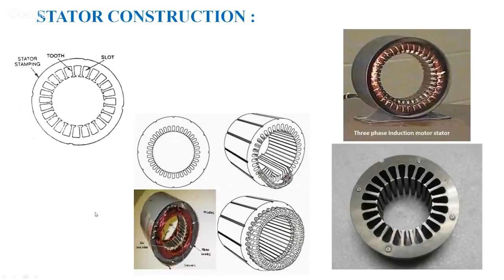Now this is the stator construction. Here this is a stator stamping. You can see a number of slots are cut on the inner periphery. This is a circular ring like structure. This portion is known as the inner periphery, and this is the outer periphery. On the inner periphery, a number of slots are cut. Now this stamping itself is a very thin lamination, around 0.3 to 0.5 mm.